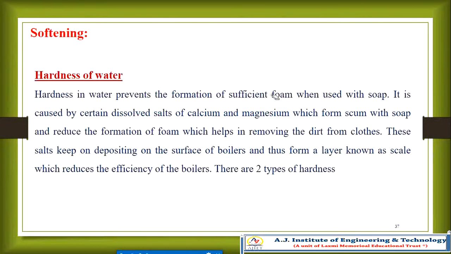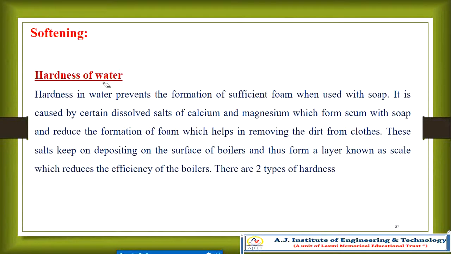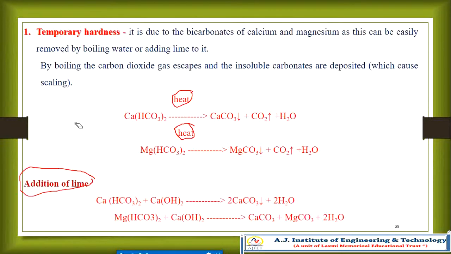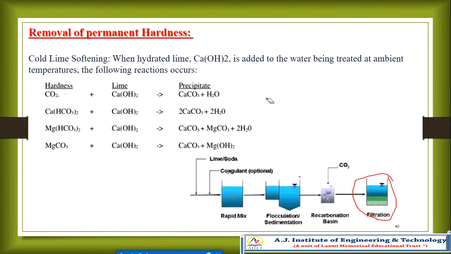We studied in the miscellaneous treatment processes the hardness of the water. In that we studied how temporary hardness can be removed, that is only by heating and adding lime, and permanent hardness will be sulfate, chloride and nitrates, so that you can go for a zeolite process or ion exchange process and lime soda process for the softening.